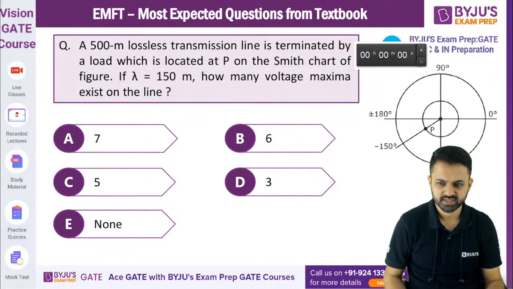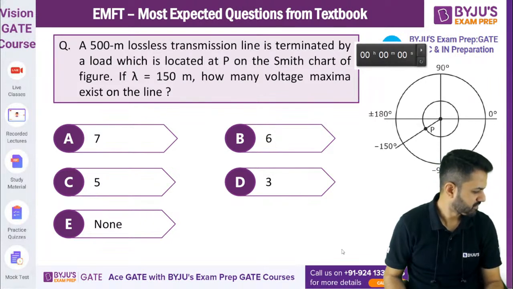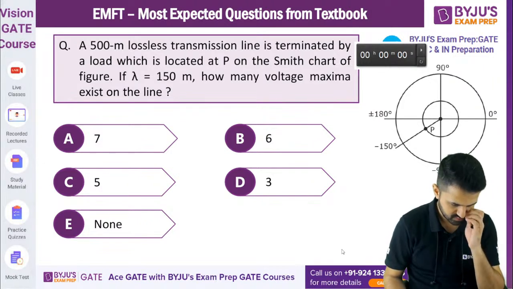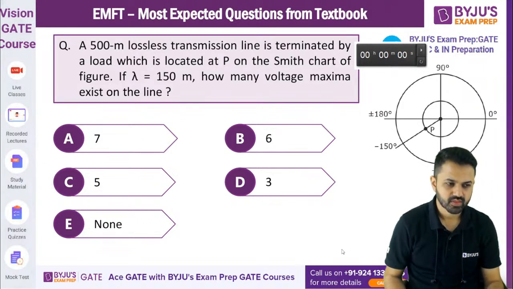Hello, hello. Yes. Getting my voice? So either 6 or 7 will come, no?